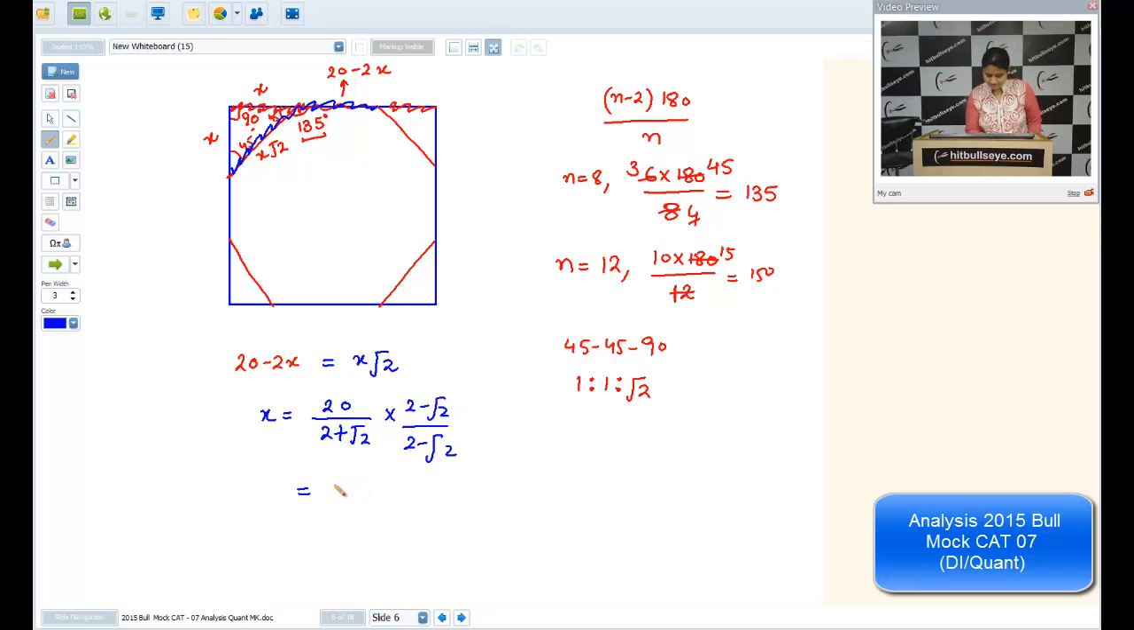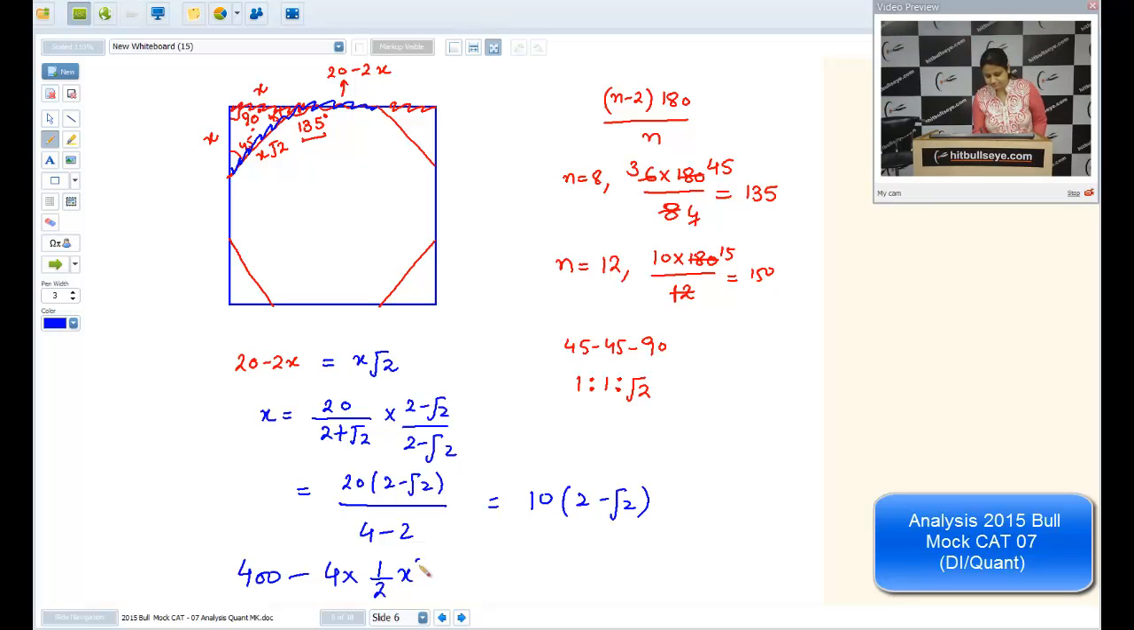It will be 20 into (2 minus root 2). I'm leaving the calculation part for you. It will be 10 into (2 minus root 2). Now you can write the octagon's area. Octagon's area will be square area minus 4 times triangle's area. You can do it now.